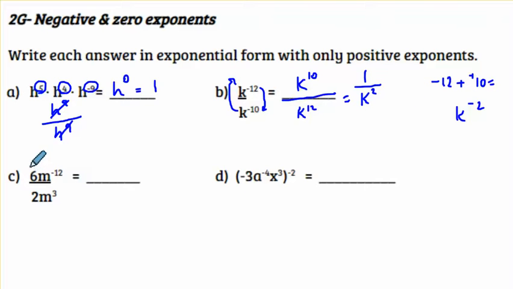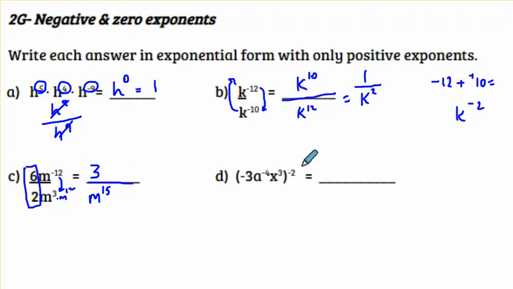For C, remember we deal with coefficients completely differently and separately from the variables. 6 divided by 2 is 3. Remember, we're not subtracting these. These are coefficients. They're just regular old numbers that we know how to deal with. This dude here wants to go downstairs, and so he joins the m to the third. So we wind up with m to the third times m to the 12th. When we add those exponents, we get m to the 15th power.